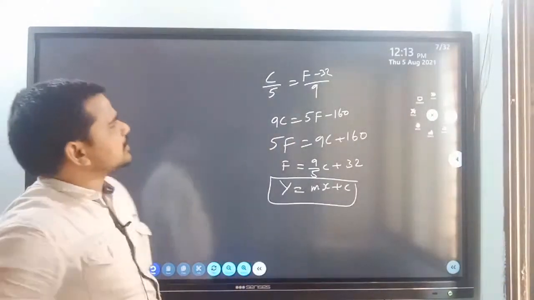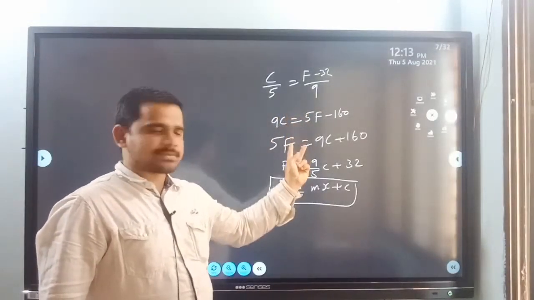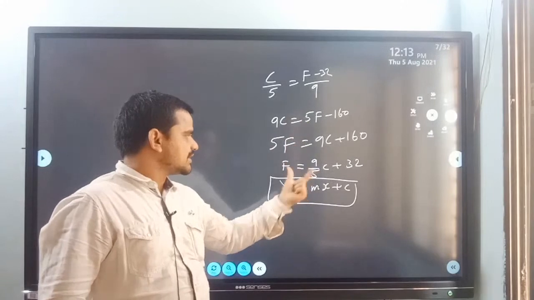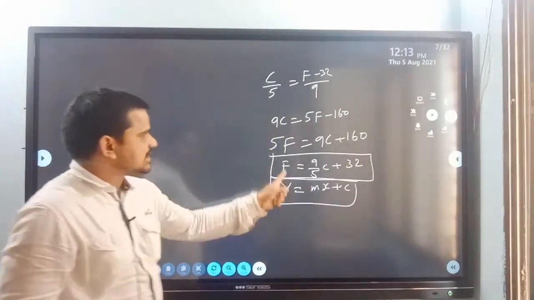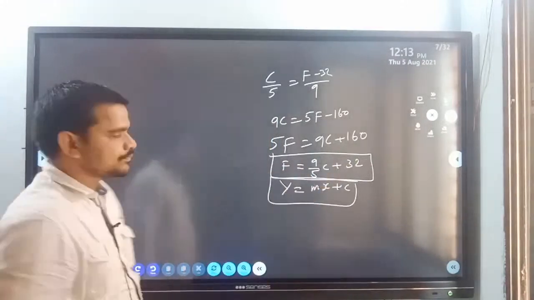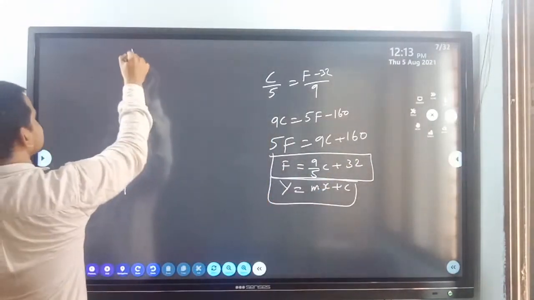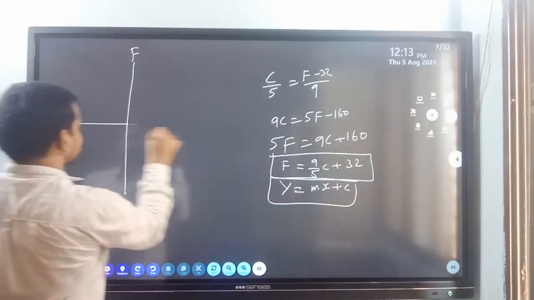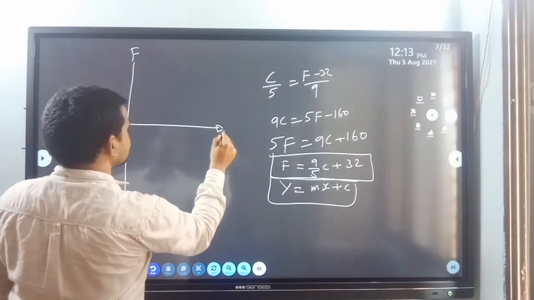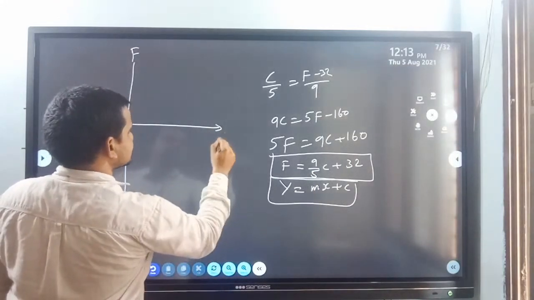So before drawing the graph, the relation I know, just rearrange it, cross multiply and simplify, and I converted the expression like this. If you see, this equation is like a straight line equation, y is equal to mx plus c. On the y-axis I am taking F, and on the x-axis I am taking C.